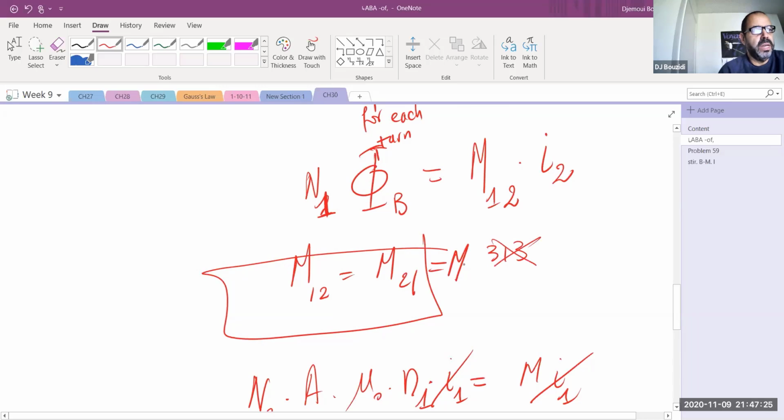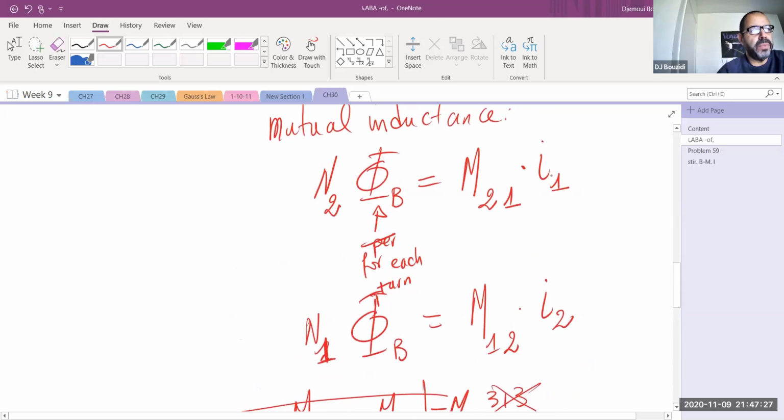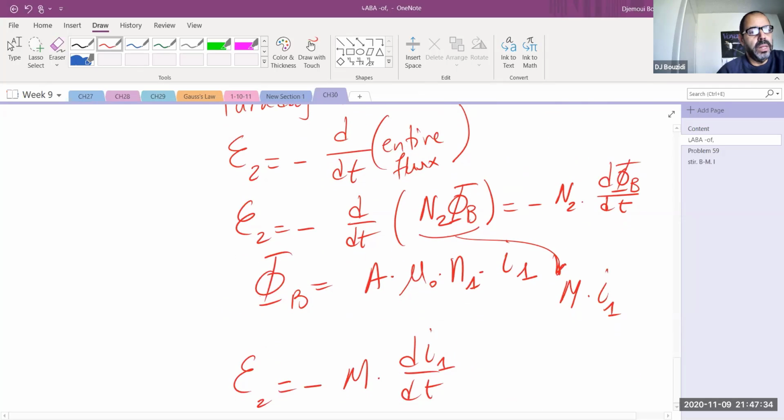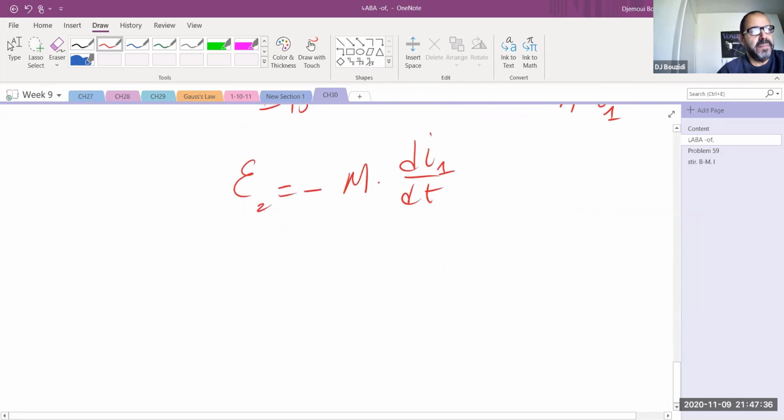This is from the book page. It's M times I1 from this expression, okay? Where this is the M, the same thing. So in this case, the mutual inductance gives the secondary voltage based on the primary current, okay? This is the mutual inductance.